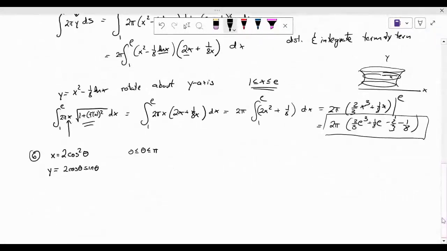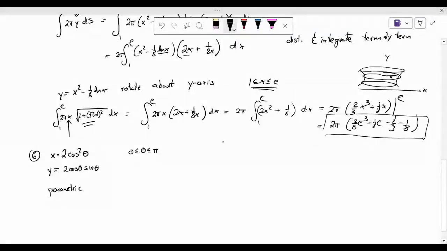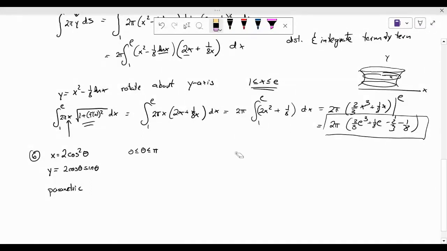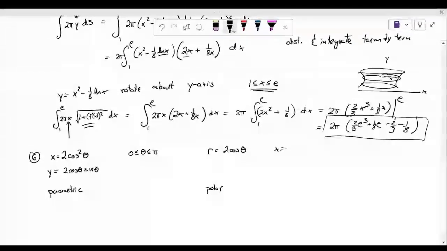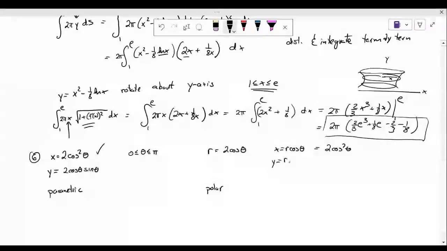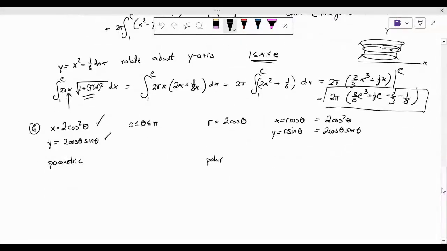Do you see why this is also polar, really? So this is parametric, but we could have easily done an example where r is 2 cosine theta, right? That would be polar. And we know it's the same thing because x is r cosine. So if r is 2 cosine, then x would be 2 cosine cosine, so cosine squared. And y would be r sine. So 2 cosine sine. So it's really kind of the same thing as polar. So you can take either approach.